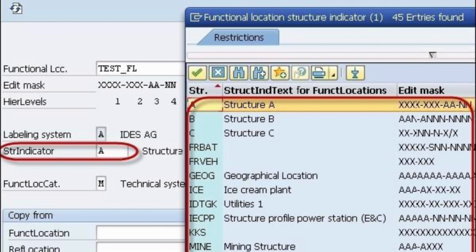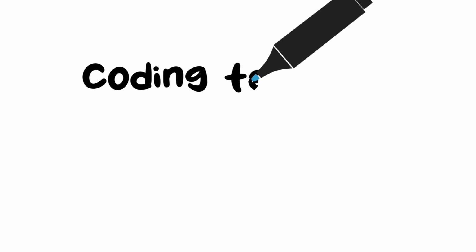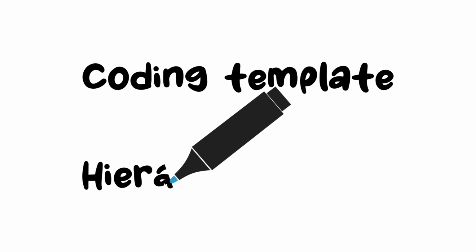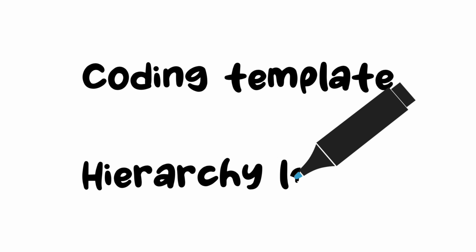Not to worry, I'll explain what the structural indicator means. So when you hear the words structural indicator, we talk about two things. We talk about the coding templates and the hierarchy levels. I'll explain.